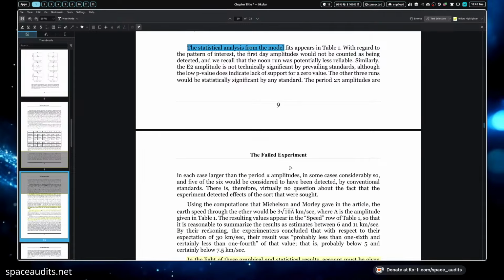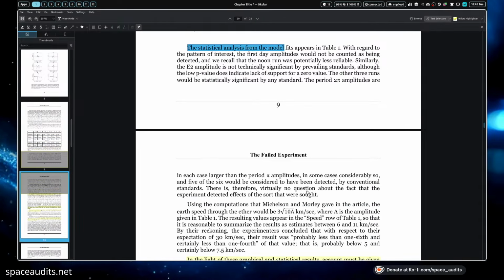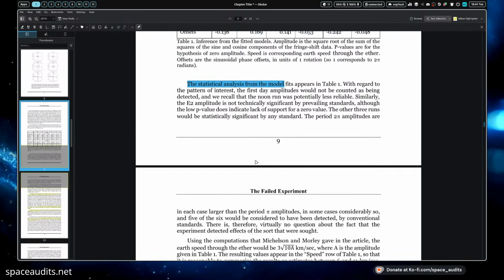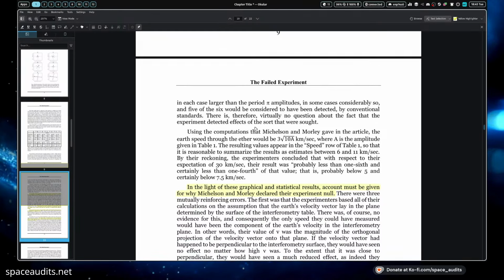The period 2 pi amplitudes in each case are larger than the period pi amplitudes, and in some cases considerably so. And runs 5 and 6 would be considered to have been detected by conventional standards. There is, therefore, virtually no question about the fact that the experiment detected the effect of what was sought. So by reinterpreting how the fringes should be read, he's saying that there was a non-zero amplitude of fringes that corresponds to a specific velocity component. And now he's going to get into what that velocity component would be, derived if you were to square the difference between the newly established fringe pattern.